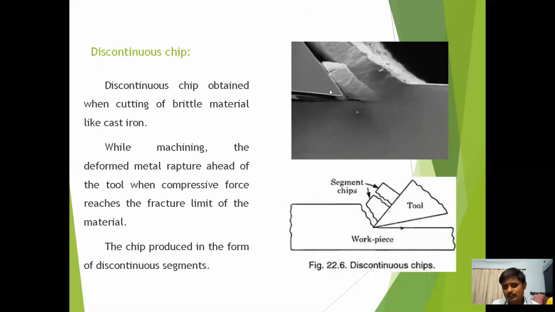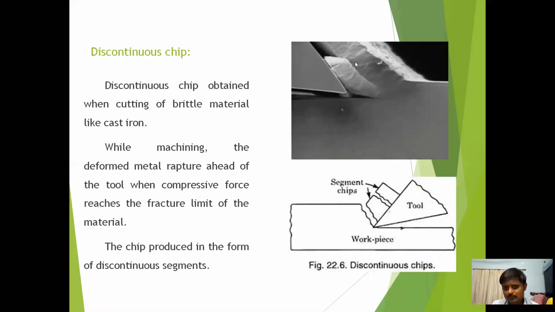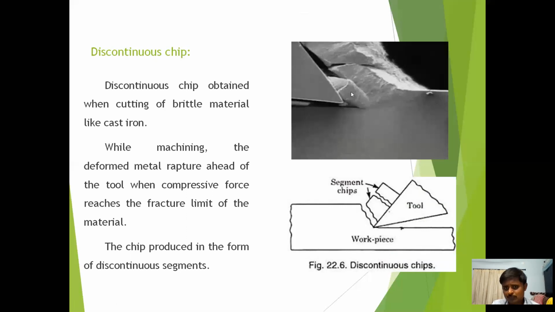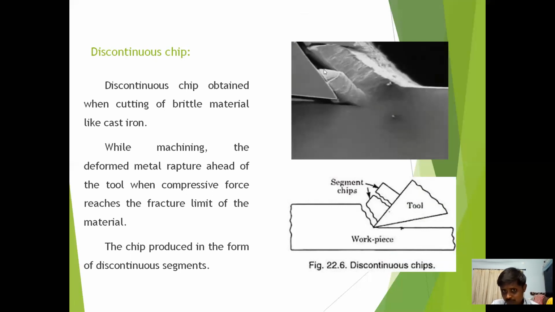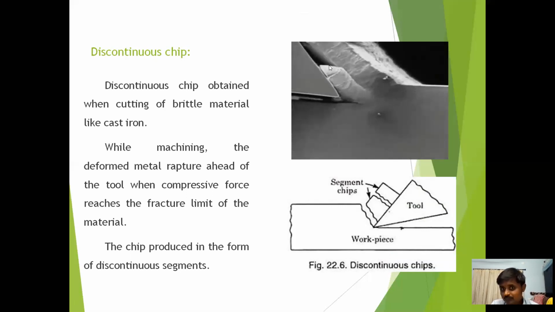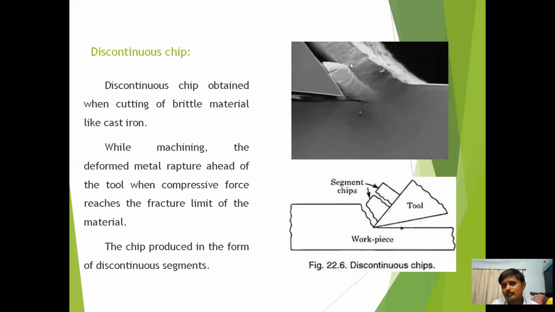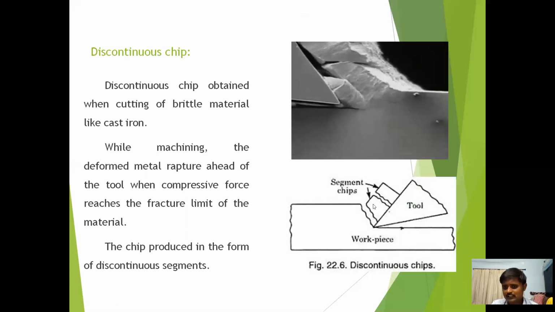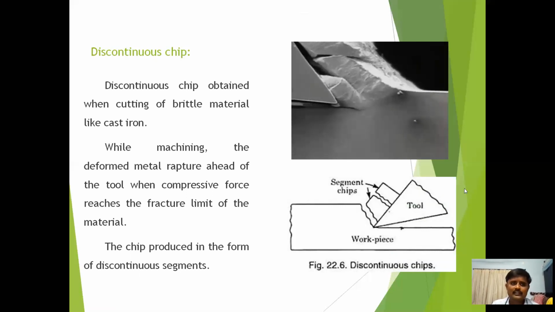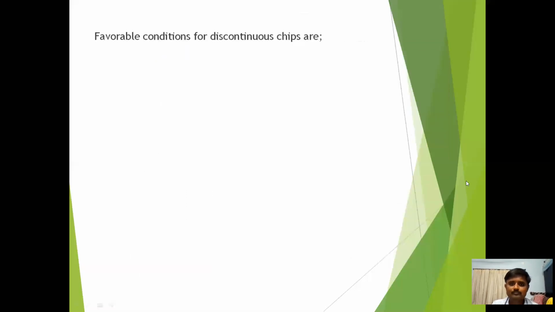If you observe this, this is a cutting tool, this is a chip, and this one is the material. The chips are moving along the rake surface in small segments. If you observe, the chip is broken. See here, the chip is broken. So automatically we can't get the continuous chip. We get small segments of the chip, like these are the segments of the chips. This is about the discontinuous chip.